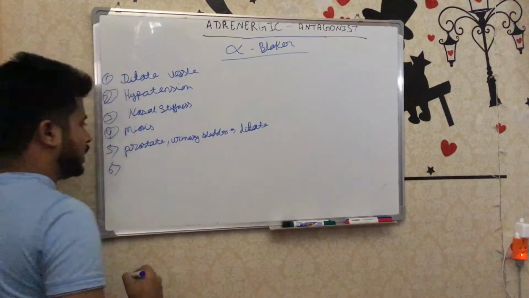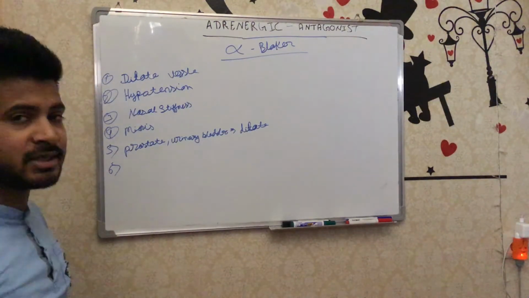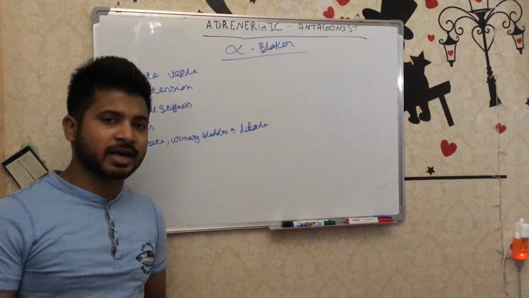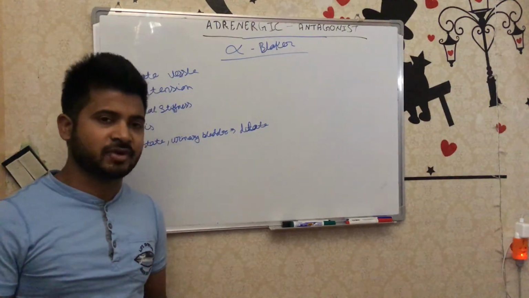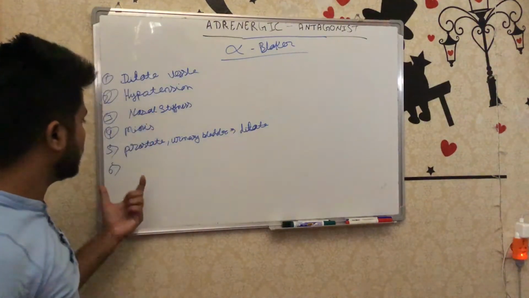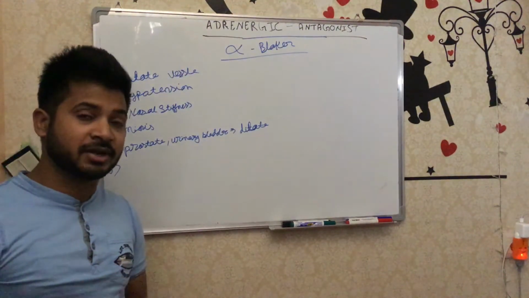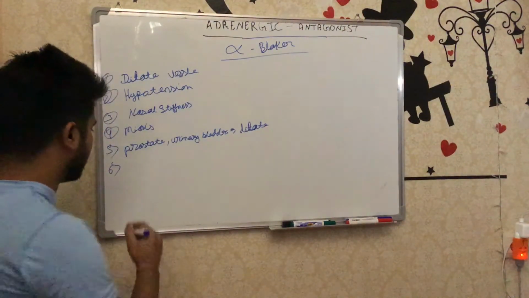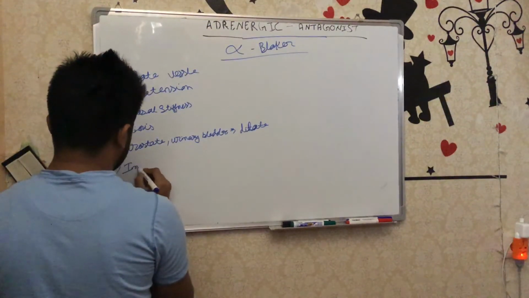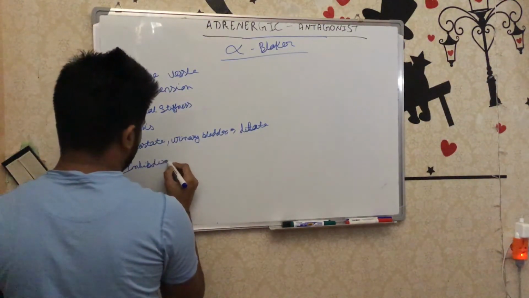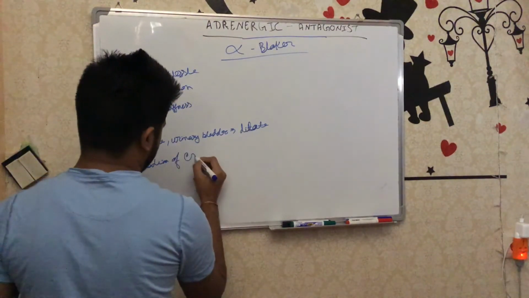Next, in the testis, during normal ejaculation contraction of the vas deferens is needed. So with blockage of the alpha receptor, the contraction of the vas deferens is interrupted or inhibited. That's why there is inhibition of ejaculation.